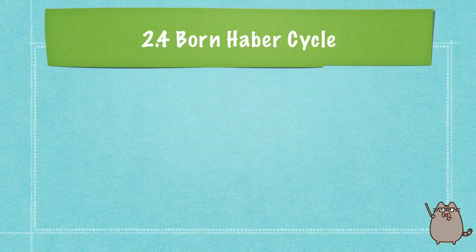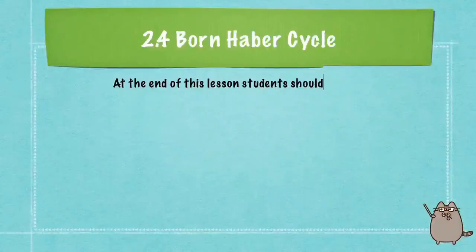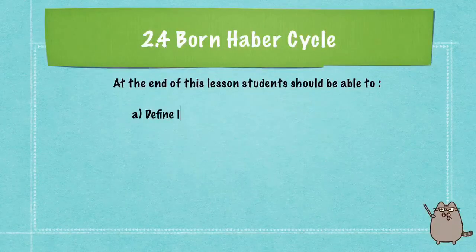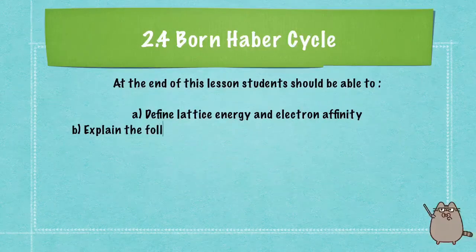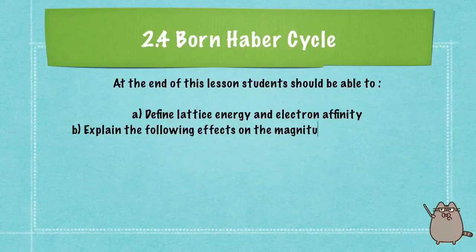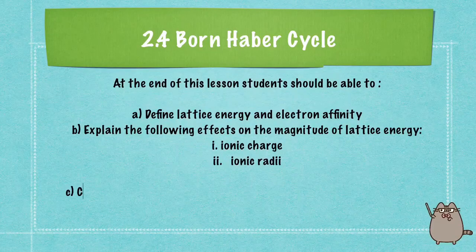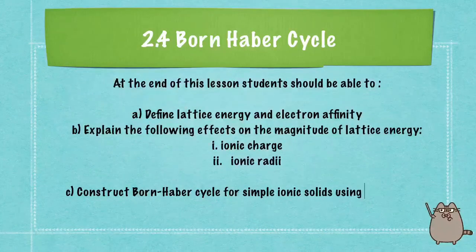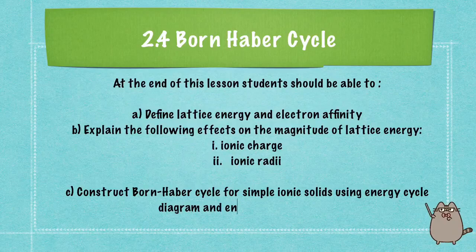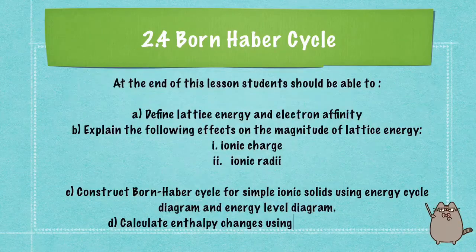2.4 Born-Haber Cycle. At the end of this lesson, students should be able to: a. Define lattice energy and electron affinity. b. Explain the following effects on the magnitude of lattice energy: 1. Ionic charge. 2. Ionic radii. c. Construct Born-Haber cycle for simple ionic solids using energy cycle diagram and energy level diagram. d. Calculate enthalpy changes using Born-Haber cycle.